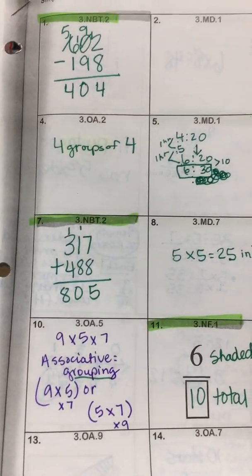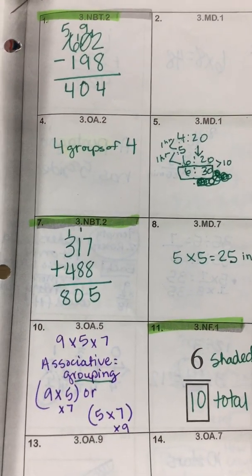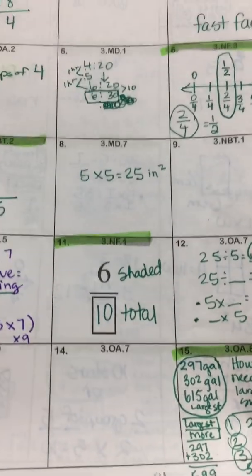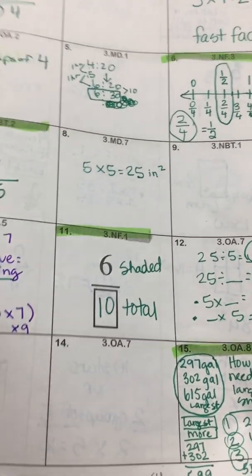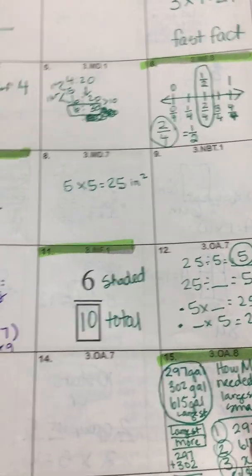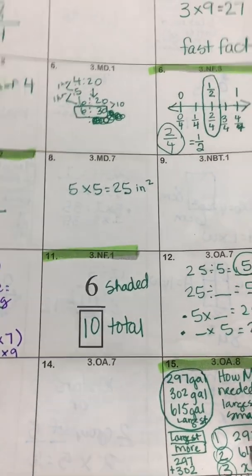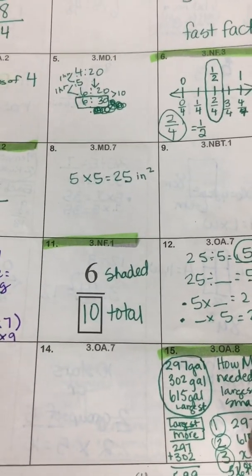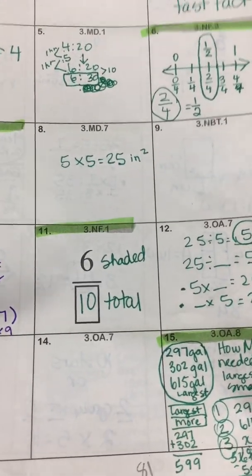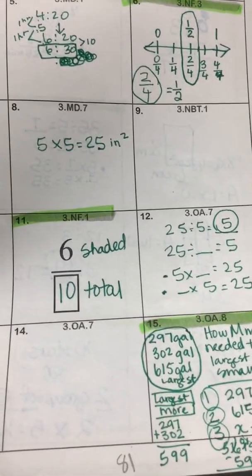Number 7 is an addition problem, so just practice different addition problems. Number 11 is a fraction where you're simply finding the denominator, which would be the amount of items that are there, either shaded or the amount of total pictures that are there.